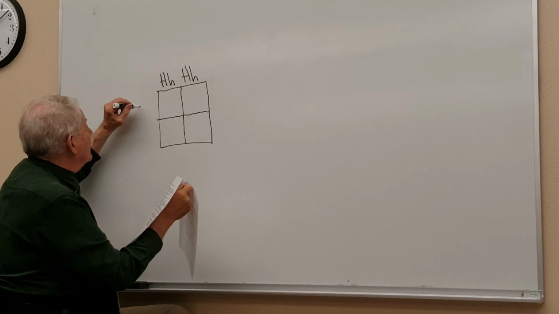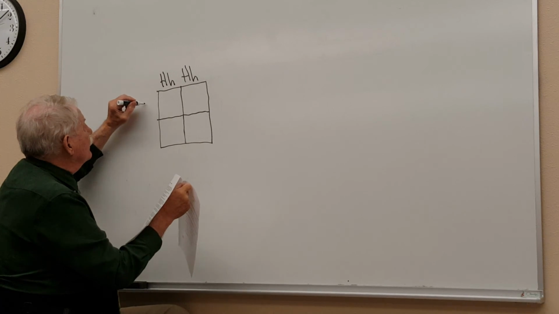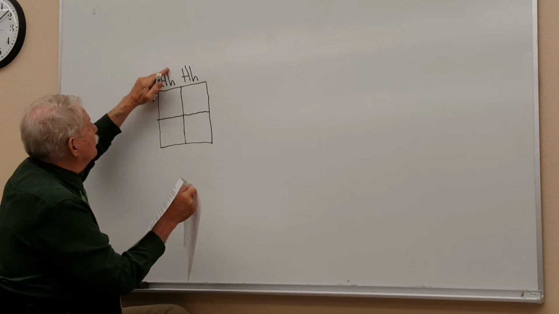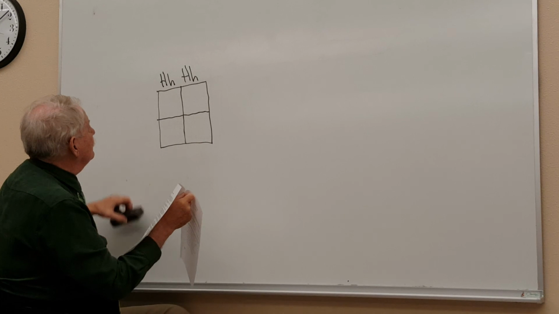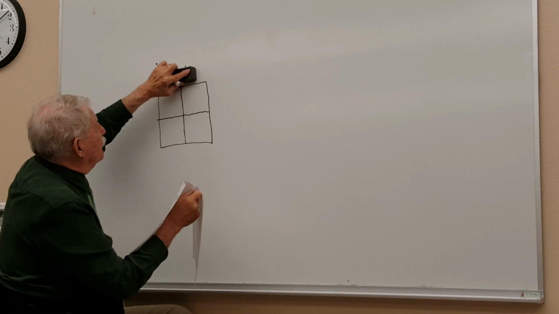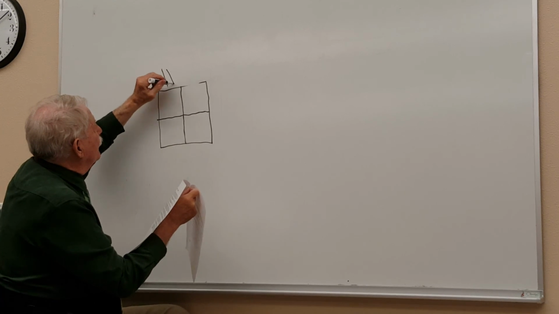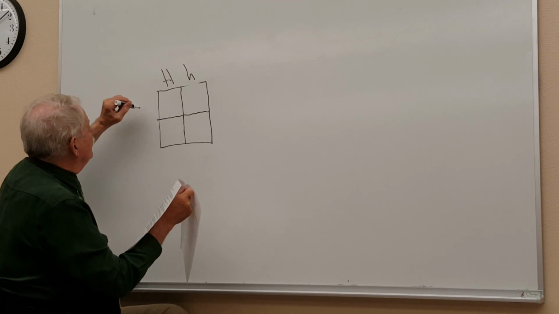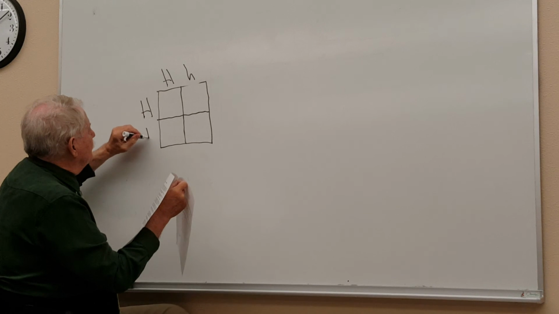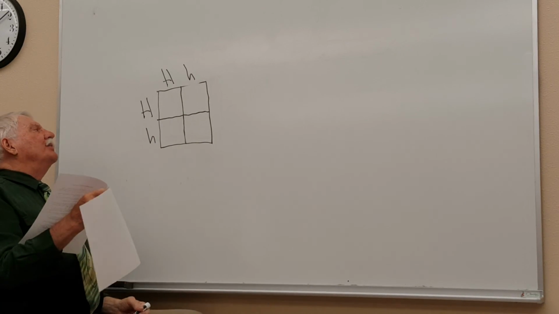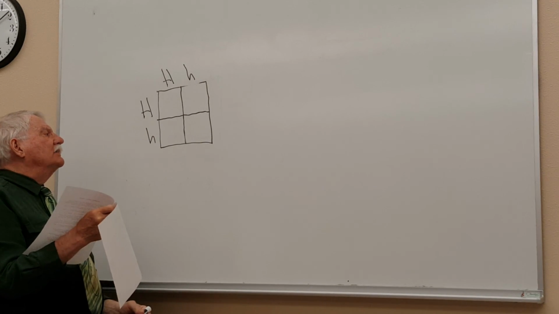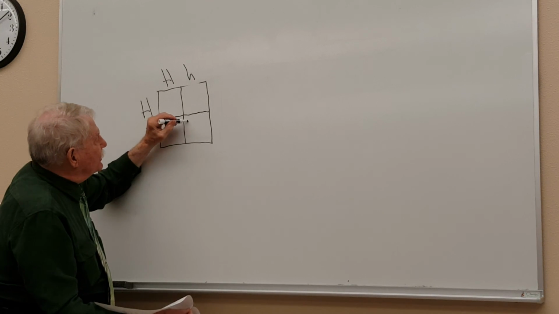So they're both heterozygous. Well, anytime you cross, oops, I did that wrong. Sorry about that. That's why you have an eraser. Not anymore. Naughty, naughty. Okay. Anytime you have two heterozygous parents, there's always a 25% chance of homozygous.